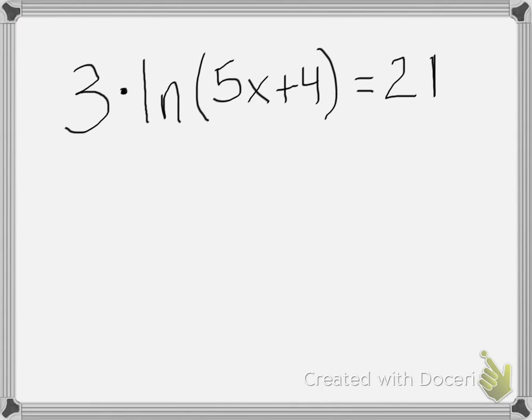All right, we are back with another example with pre-calculus stuff, getting ready for calculus. And this time around, we're trying to solve for x. We have 3 times the natural log of 5x plus 4 equals 21.